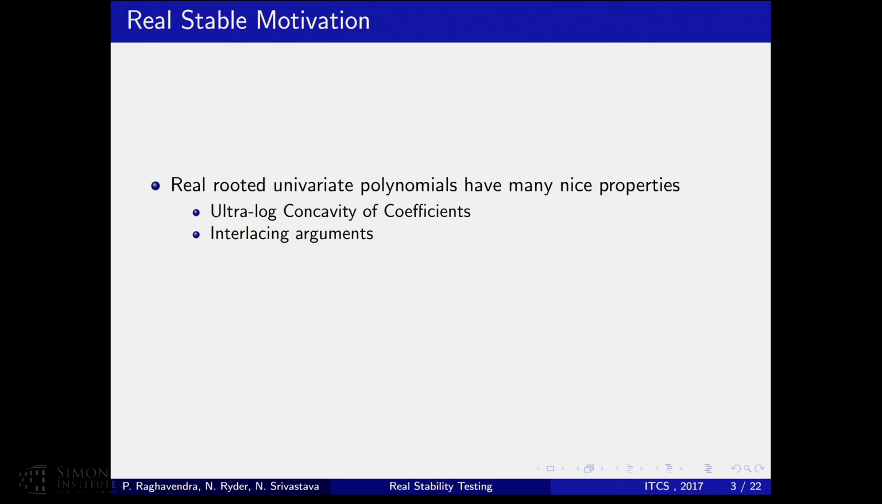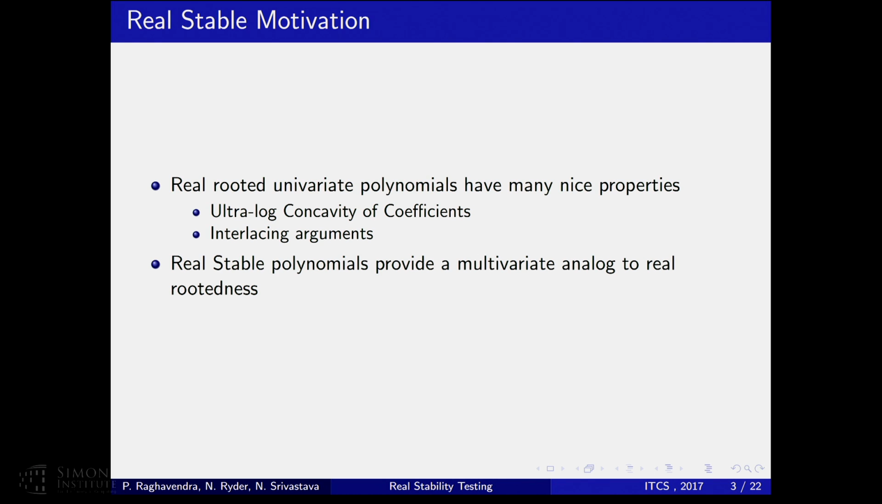Another thing you can take advantage of with real-rooted polynomials is that the roots are real, and so you can abuse the total ordering of the real numbers to get properties about interlacing. Interlacing arguments were the main tools used in recent papers to prove Kadison-Singer and the existence of Ramanujan graphs. So real stable polynomials are a natural multivariate extension of real rootedness.